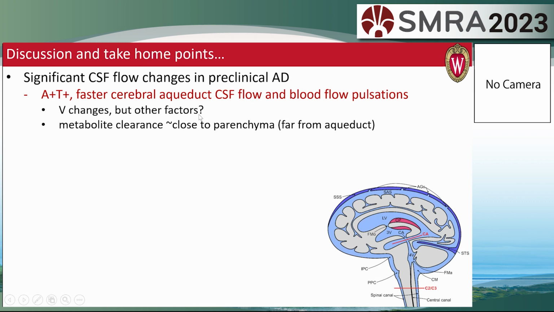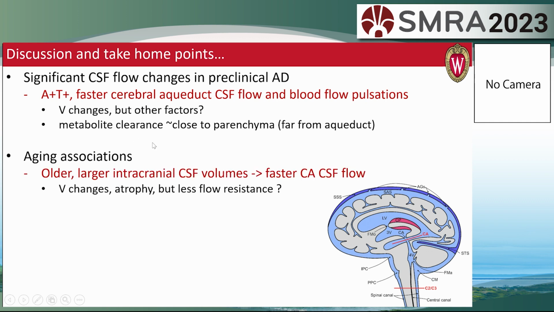We cannot disregard that what we're seeing in CSF flow might be manifestations of changes in the vascular system as a driving force. We cannot say anything about metabolic waste clearance because to do this we need to measure the CSF flow velocities closer to the parenchyma, which is far away from the cerebral aqueduct.